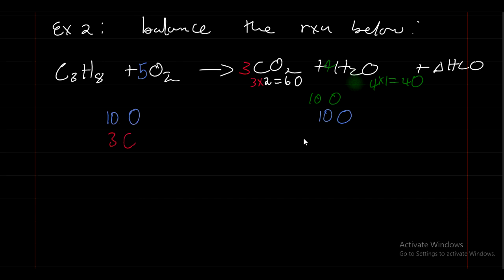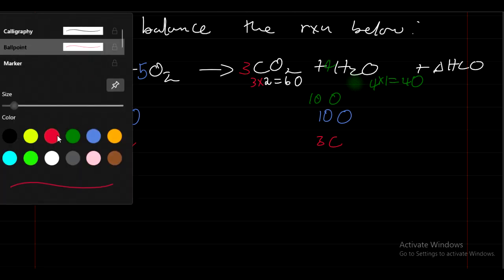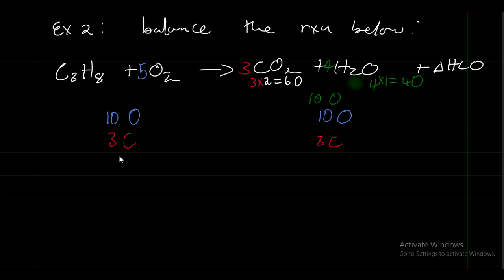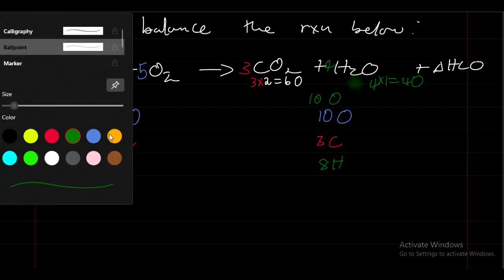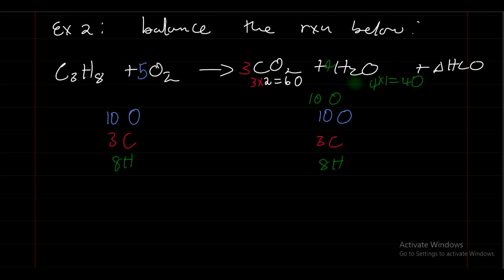3 carbons, 3 carbons. What about hydrogens? 8 hydrogens, 8 hydrogens. So our equation is balanced. Now we can say we're getting our 3 marks. 1, 2, 3. So that's all there is to it.